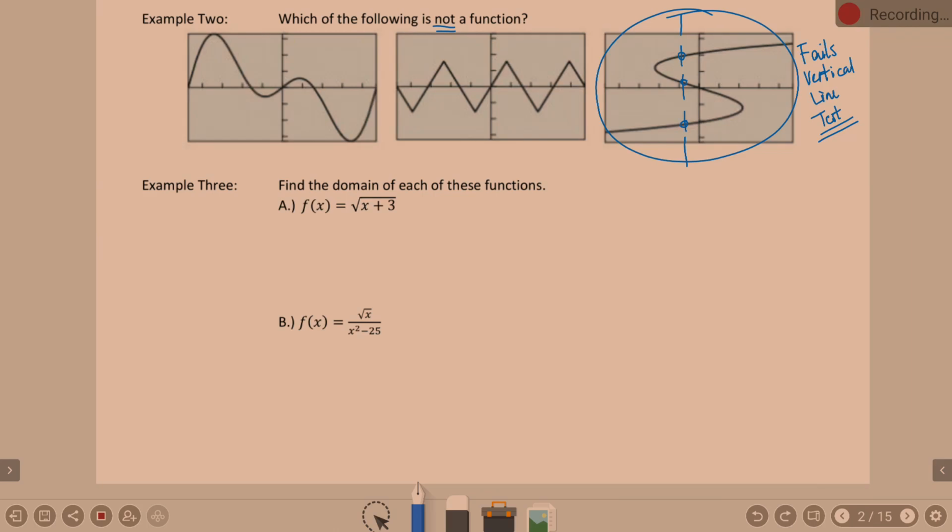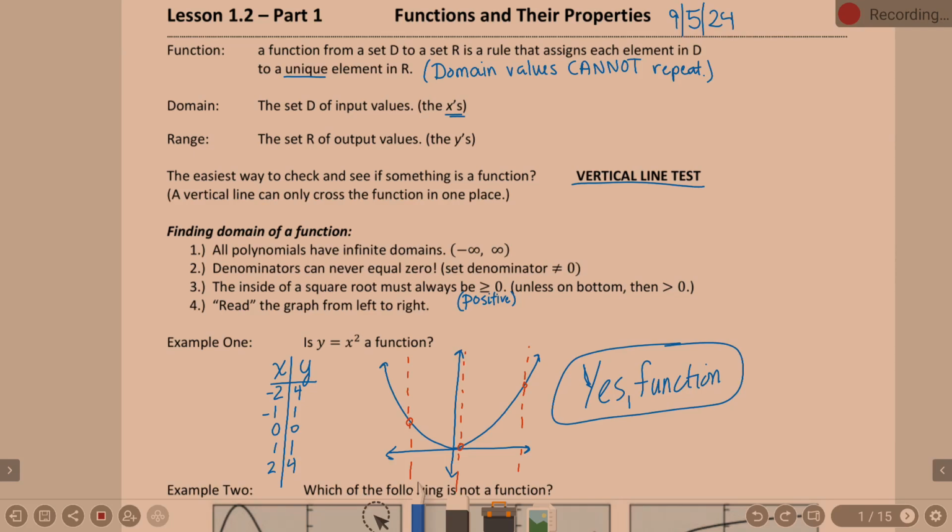We're going to go ahead and start talking a little bit about domain. Obviously, we'll have to talk a lot about domain tomorrow, and we'll talk range. But when we talk domain, up above, there were 4 pieces here, and really, it's 2, 3, and 4 that we're going to focus on. Key things: denominators can never equal 0. Inside the square root must always be positive. And then we'll practice reading the graph.